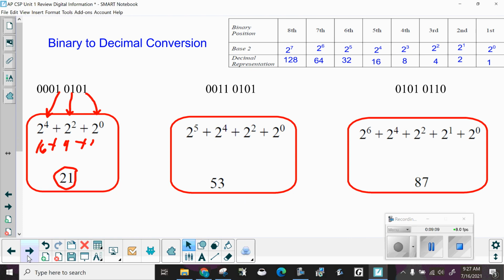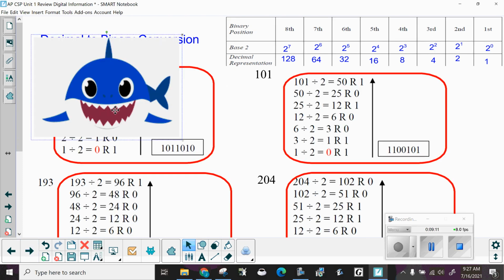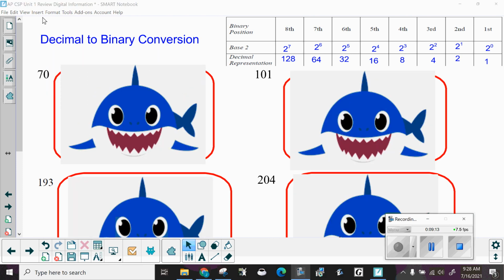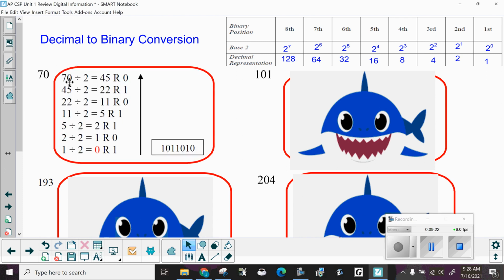Now, what about when you want to go decimal to binary? Well, decimal to binary gets a little trickier. So let's first look at 70, okay? What we do is we take the decimal value and divide it by 2. And then we write down the quotient. 2 goes into 70 35 times and has a remainder of 0. So you write both of these down when you're working through it.